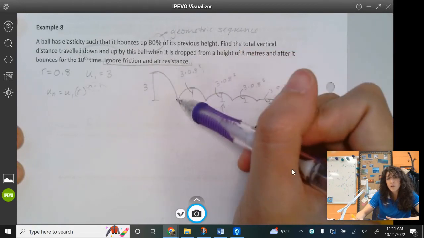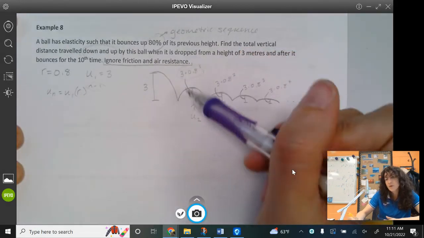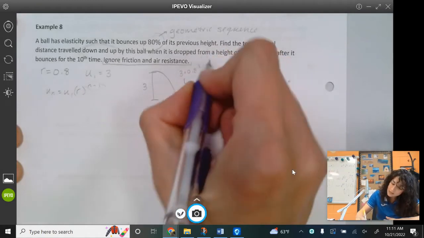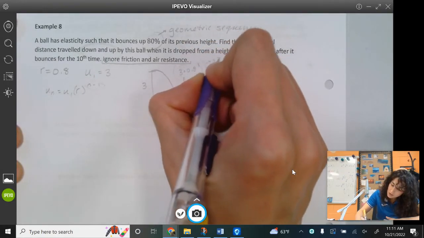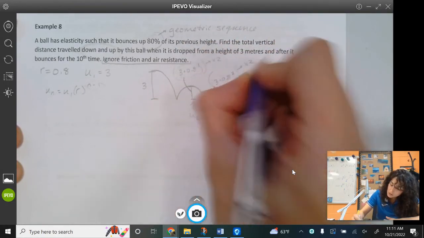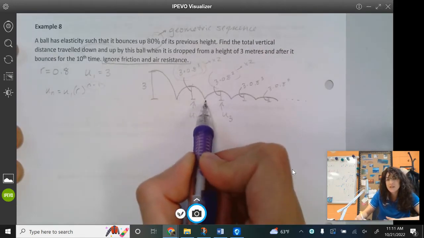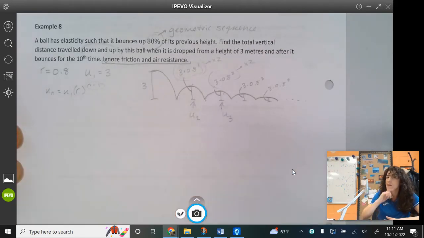The first height, it only goes down, and then up, down, up, down, up, down, right? So this is actually times 2, right? It goes up this distance and then down this distance, up this distance and then down this distance.